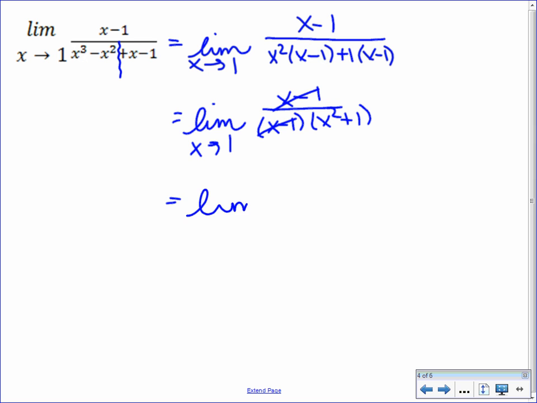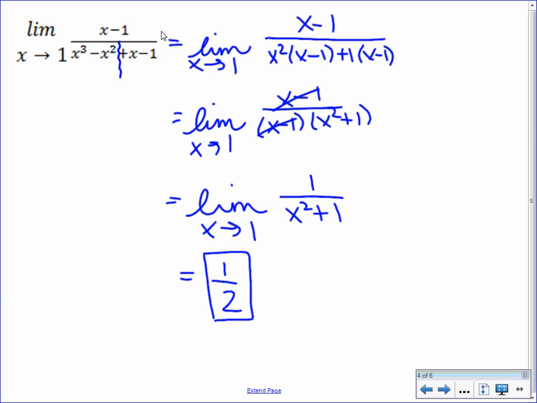We do have a hole there, and now we can evaluate our limit by direct substitution. Using direct substitution, not 0. If you have it reduced all the way and it still makes your denominator 0, what does that mean? That means you have an asymptote there and your limit's not going to exist.